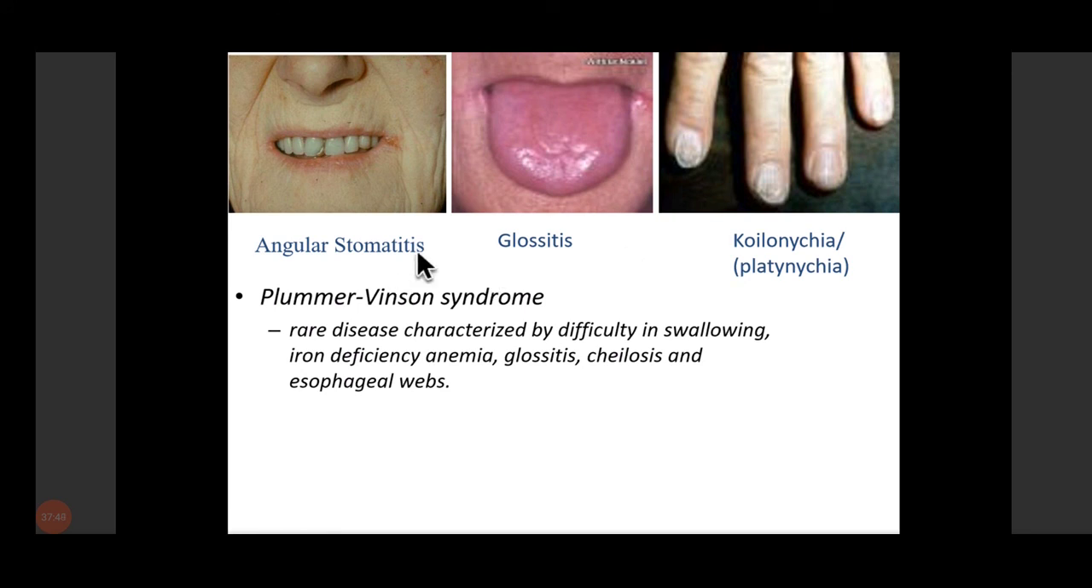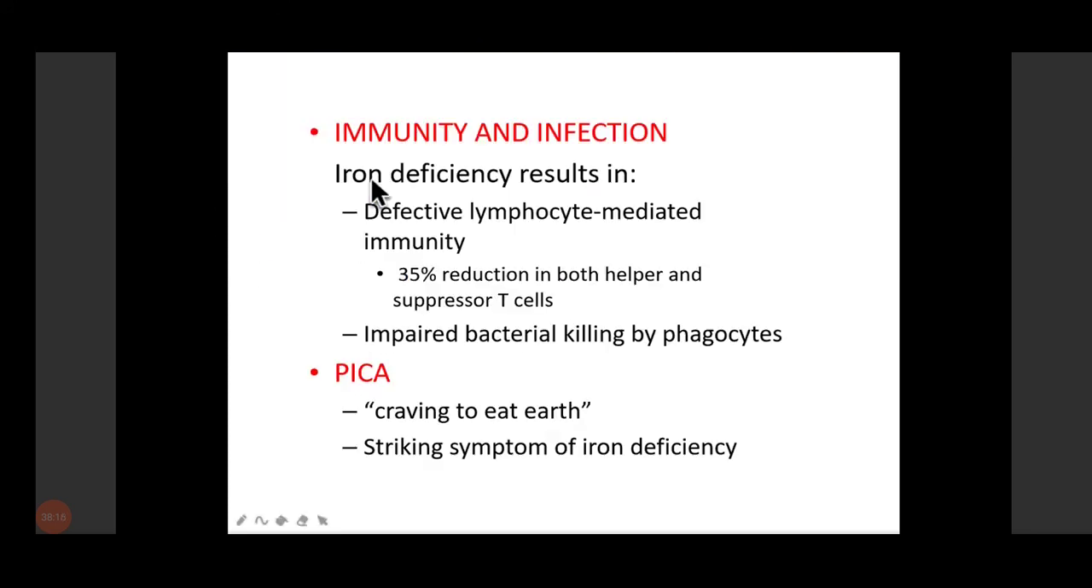Okay. So another syndrome which is very much asked by the examiner and is a favorite is the Plummer-Vinson syndrome. It is very rare, characterized by difficulty in swallowing, iron deficiency anemia, glossitis, angular stomatitis, inflammation around the sides of the mouth, inflammation of the dorsal surface of the tongue with atrophic papillae, and esophageal webs. This is very much asked in the exam.